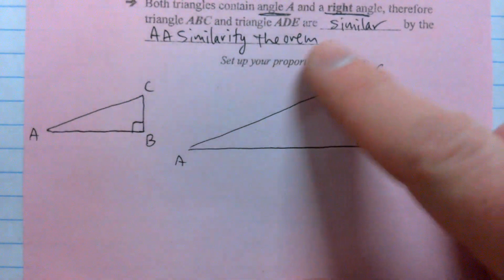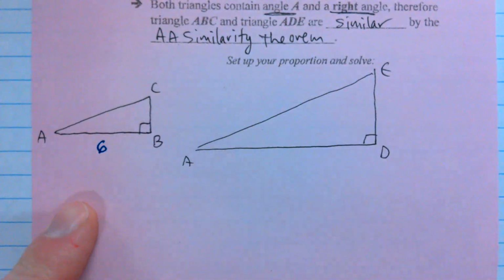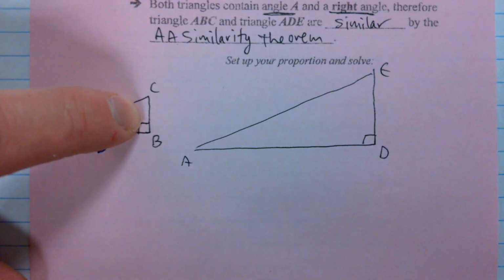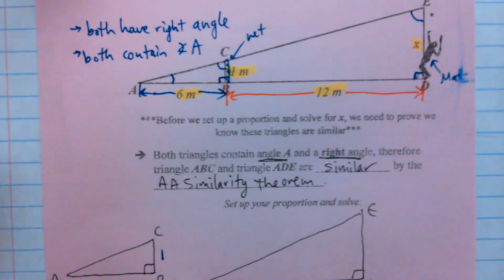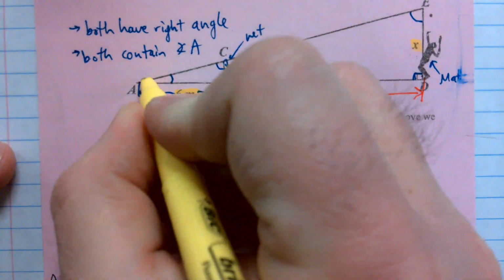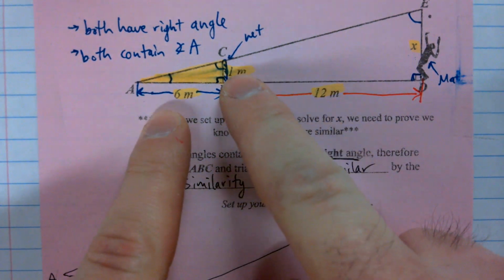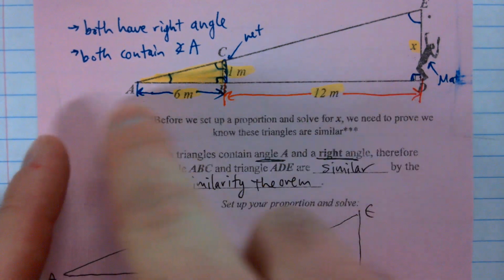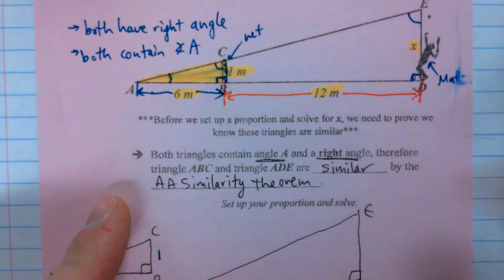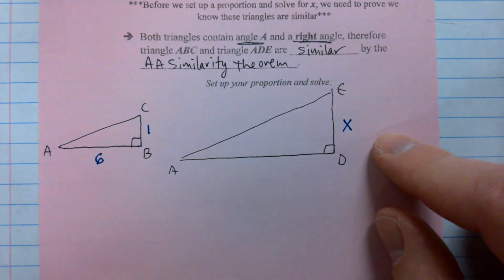So now, if we want to set up our proportion, we need to know the side lengths. How long is side AB? 6. How tall is side CB? 1. This is my little triangle right here. You can even color it in like this. We've got a length of 6 and a height of 1. Now, if we're looking at this whole big triangle, what's the height of my big triangle? X. So ED is X units. That's what we're going to solve for.